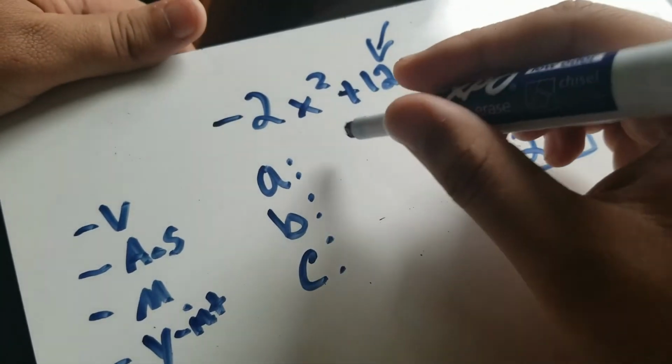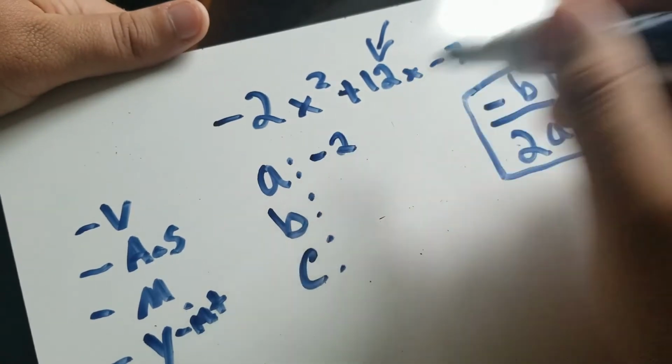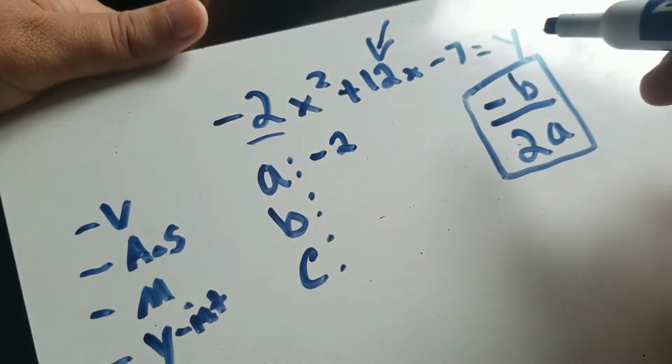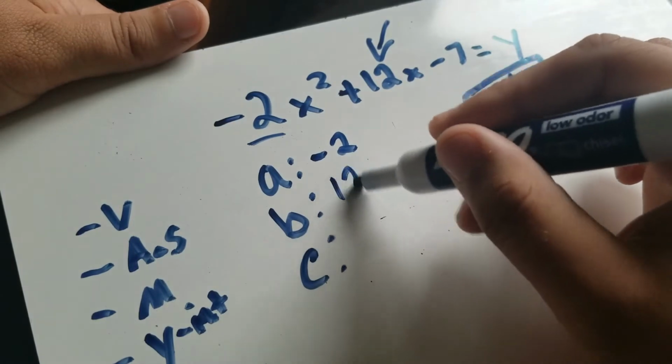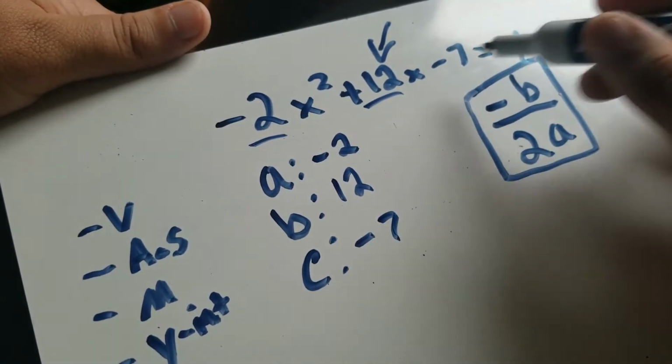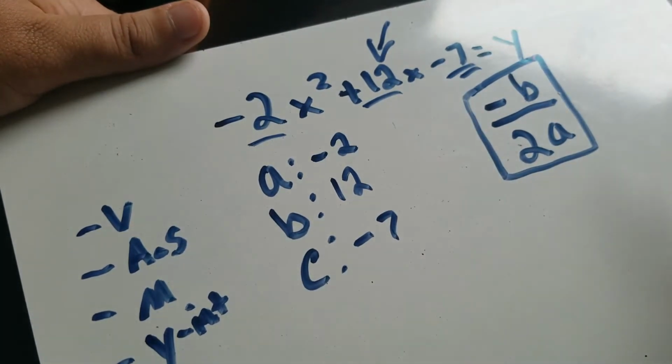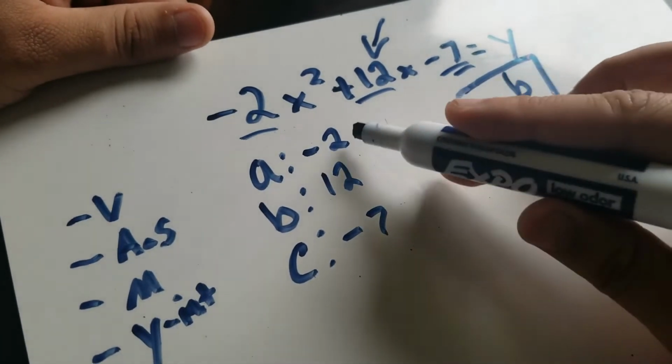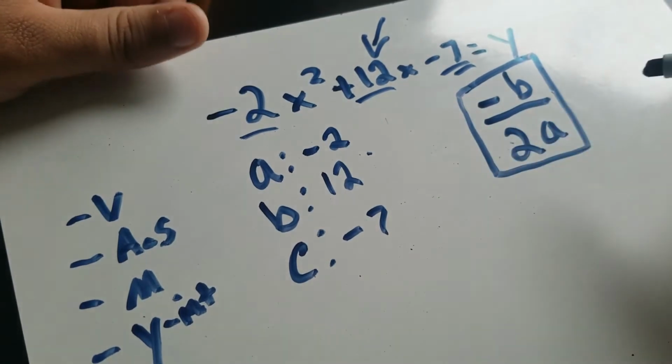So let's just solve this out. So a in this case is -2. A is always the number in front of x squared. B is the positive 12, always the number in front of x. And C is the number by itself. So that's C over here, -7. So we have our A, we have our B, we have a C.